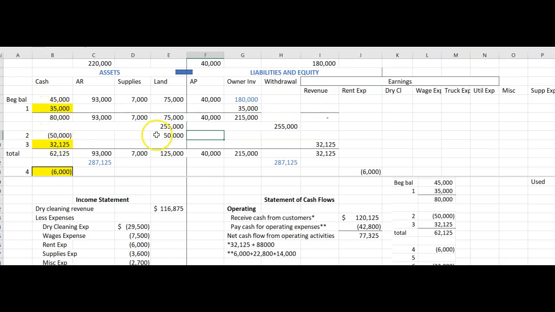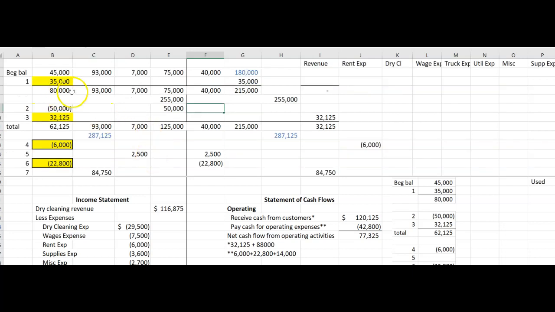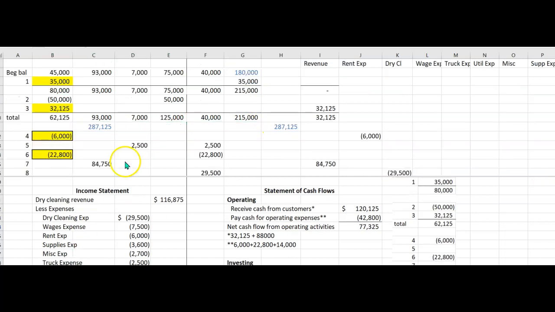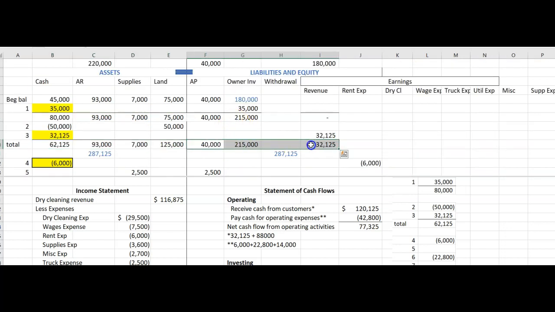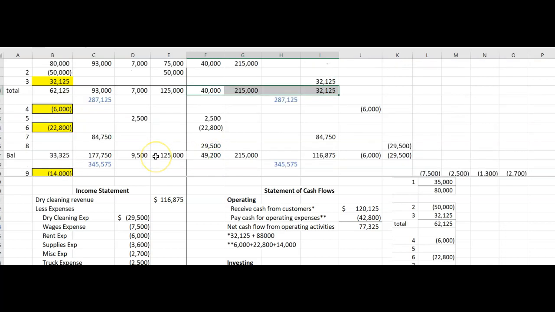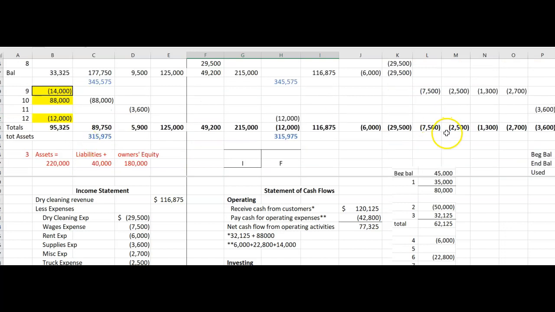Here we've got cash coming in, cash going out for the purchase of land, and I've got balances here. These were just check totals. 287,125 is the total assets, and you want to make sure that that's equal to what you have for liabilities and equity. Then we pay rent expense of 6,000, and we buy supplies for 2,500 on account. Then we pay a bunch of bills for 22,800, and so on. My total here was 315,975. That was not like the one I have in the textbook, so it'll be different. But that's my accounting equation.